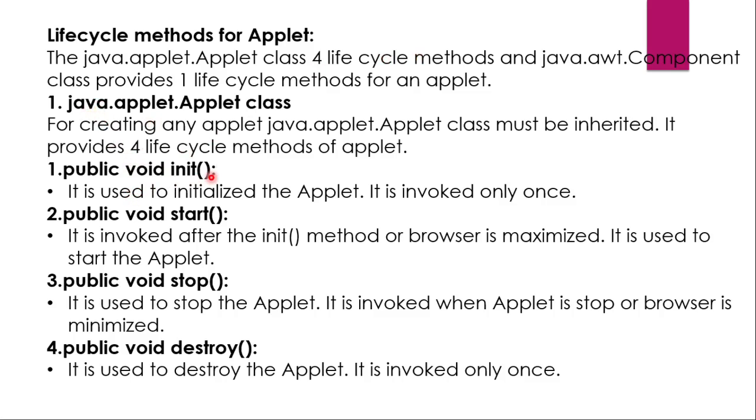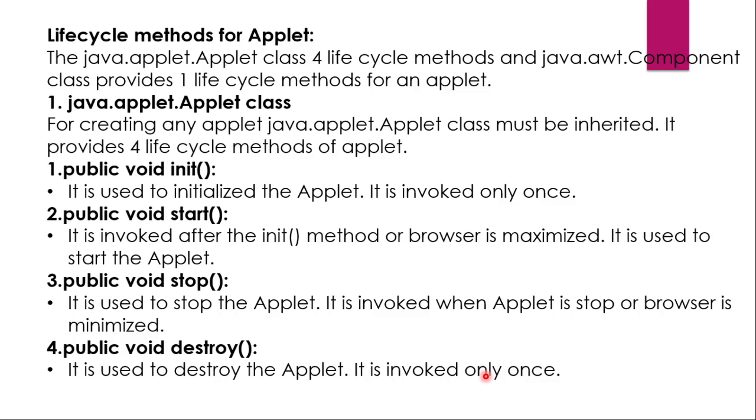Underneath this I have given, we are going to use the init method and the start method. So init is used to initialize the applet and it is invoked only once, this is important. The start method is used to start the applet, it will invoke the init method, then it will perform the actions. Then the stop method is used to stop the applet. And there is a method called destroy, used to destroy the applet. It is invoked only once, right? I mean, when your execution is done, then it should be destroyed.